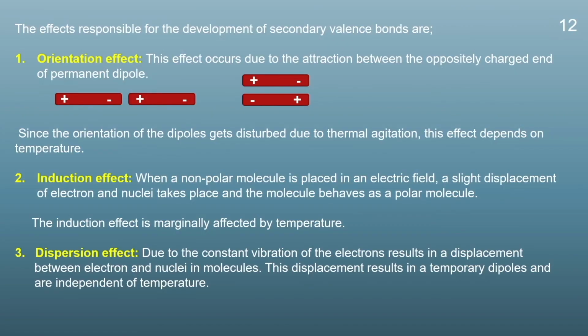Here we will learn about the different effects which are responsible for the development of the secondary valence bond. The first one is the orientation effect. In this orientation effect, there will be attraction between the negative charge and the positive charge of the permanent dipole because of the orientation of the dipole. Here you can see the positive end of the dipole and the negative end of the dipole. The negative end will attract the positive end of another dipole. So there will be a force of attraction between them.